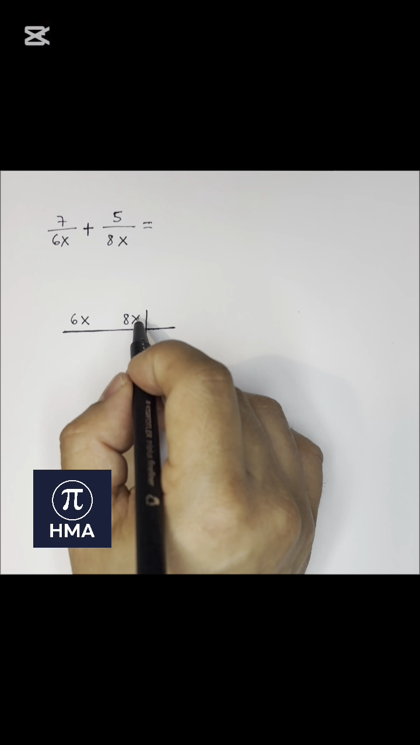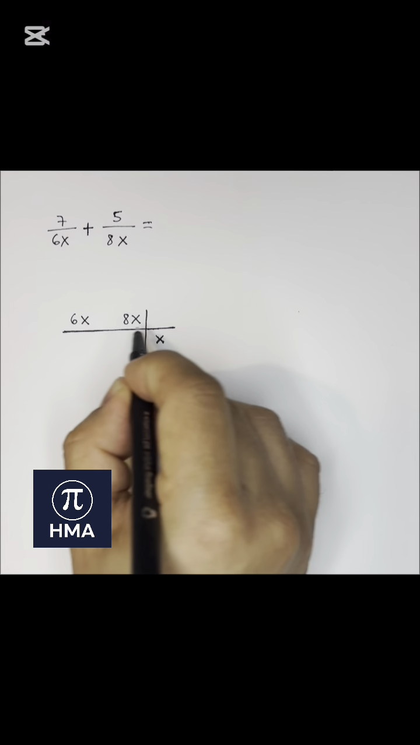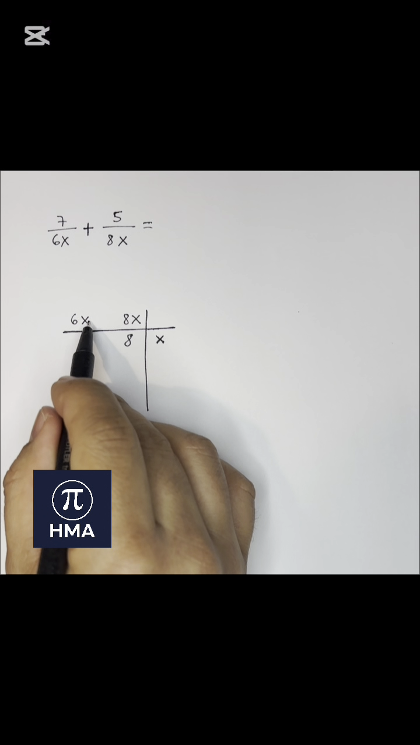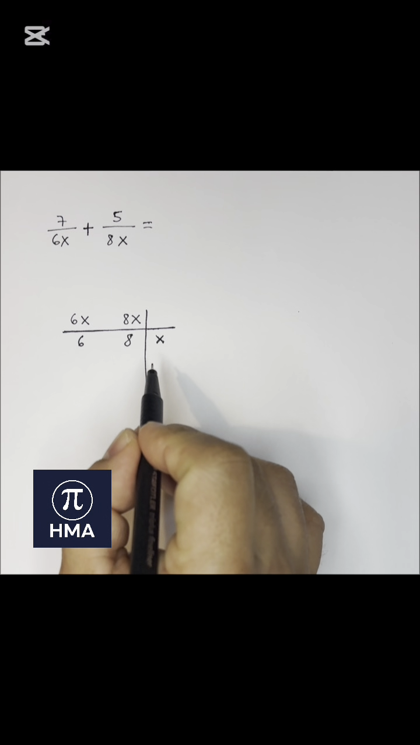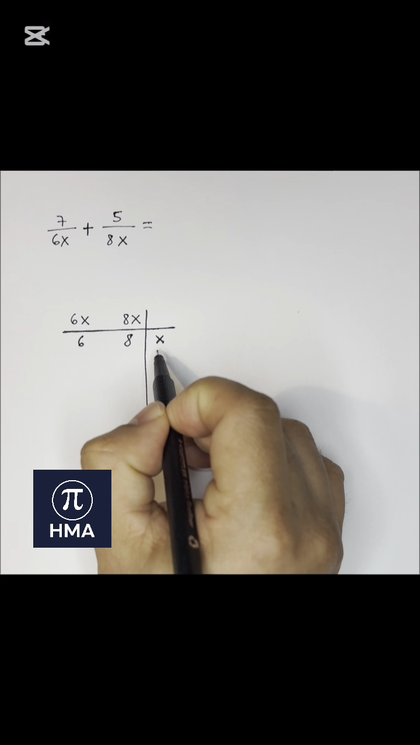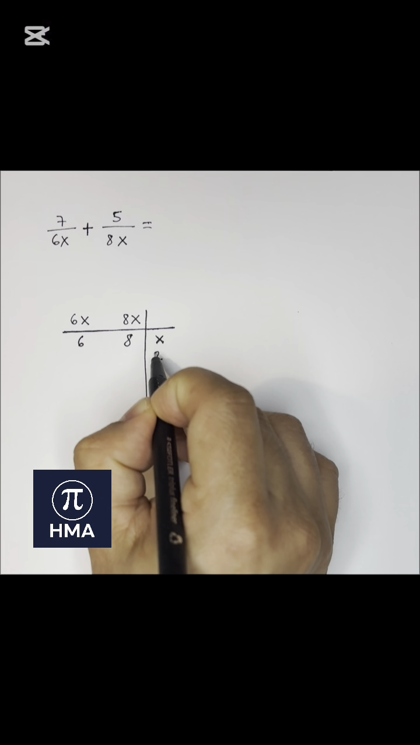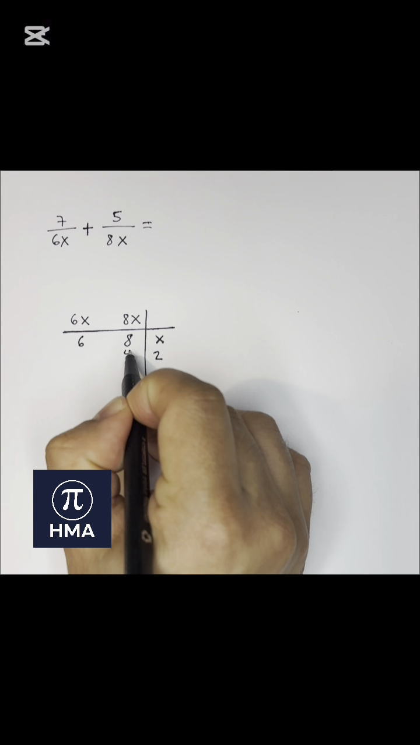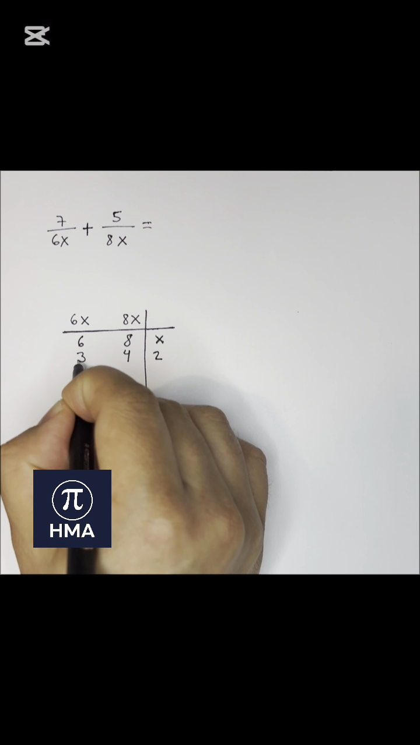In this case, we have the x that is common between the two. So 8x divided by x, the result will be 8. 6x divided by x, the result will be 6. Now we have the number 6 and the number 8. If we observe, normally we start with the lowest value, the integer, in this case the number 2. So 8 divided by 2 is 4. In this case, 6 divided by 2 is 3.